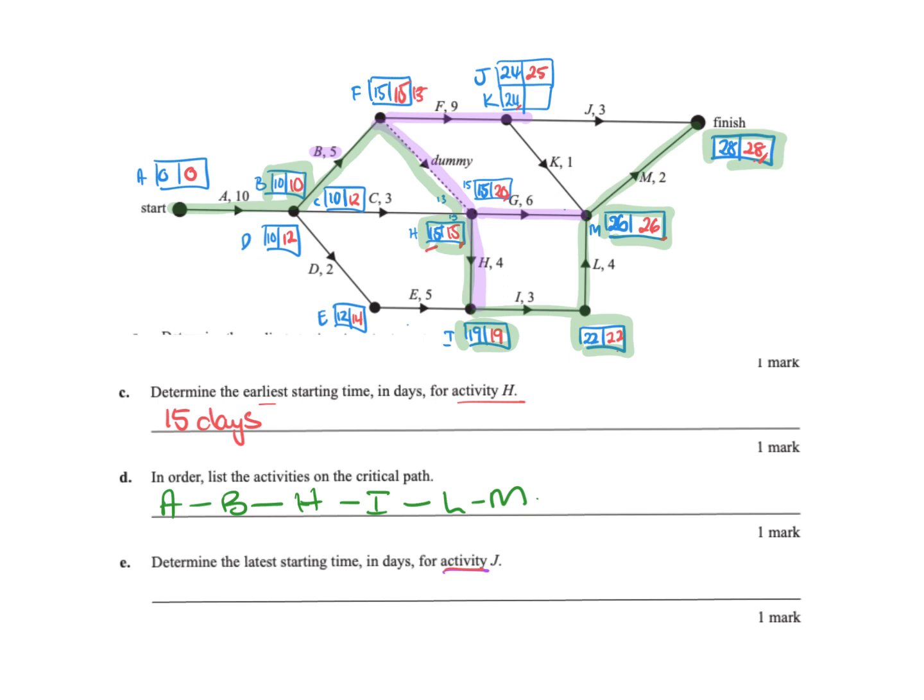If I was going the K way, I'd have to come back this way. So it would be this 26 minus 1, which would make that one K 25 underneath. So it didn't really matter, but they were both 25. So the latest starting time was 25 days for J.